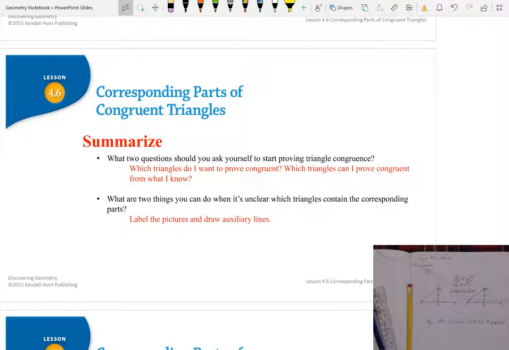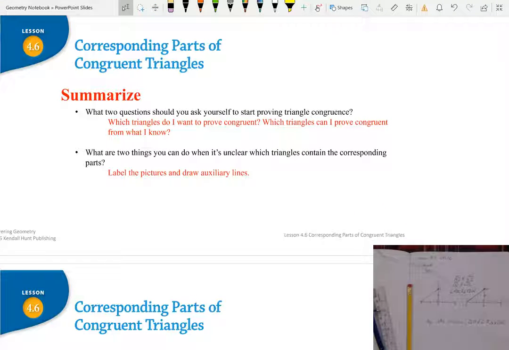Summarize. What 2 questions should you ask yourself to start proving triangle congruence? Well, there's 2 questions. The first is, which triangles do I want to prove congruent? And then, which triangles can I prove congruent from what I know? What are 2 things you can do when it's unclear which triangles contain the corresponding parts? You can label the pictures and draw auxiliary lines.